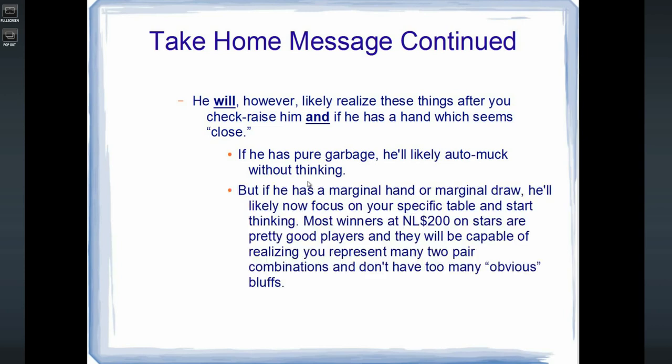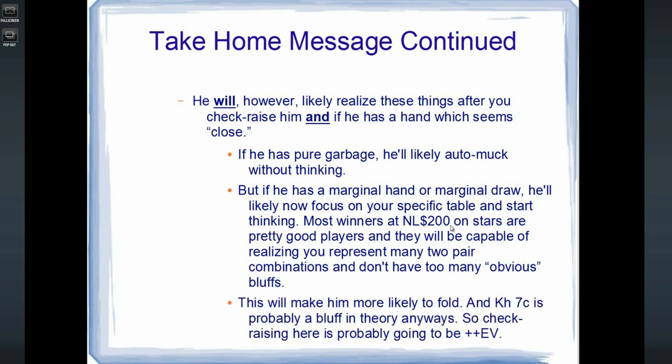But if he has a marginal hand or marginal draw, he'll likely now focus on your specific table and start thinking. Most winners at No Limit 200 on Stars are pretty good players, and they will be capable of realizing you represent many two-pair combinations and don't have too many obvious bluffs. This will make him more likely to fold. And king of hearts, 7 of clubs is probably a bluff in theory anyway, so check raising here is probably going to be highly profitable.